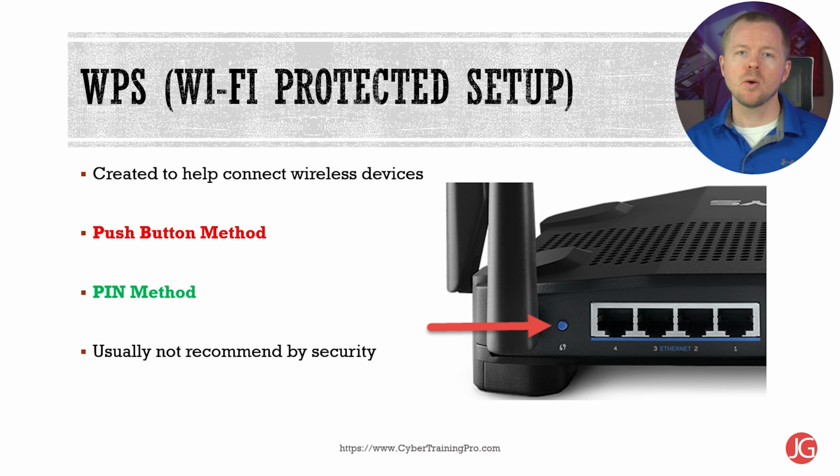Push button method, which allows you to press a button on one device and then press the WPS button on another device to create an automatically configured encrypted connection. And then we have the PIN method to connect a computer to a WPS device like a wireless access point. You do this by pressing the WPS button on your wireless access point, then you locate the SSID of your device, and then you enter an 8-digit PIN as the shared key. This is also called the WPA personal shared key.